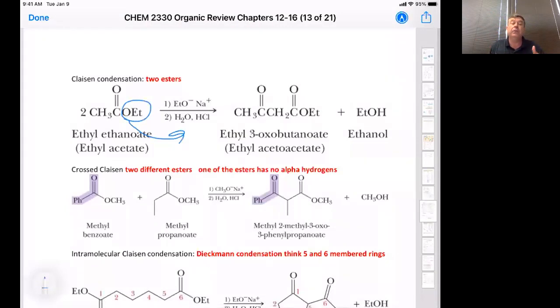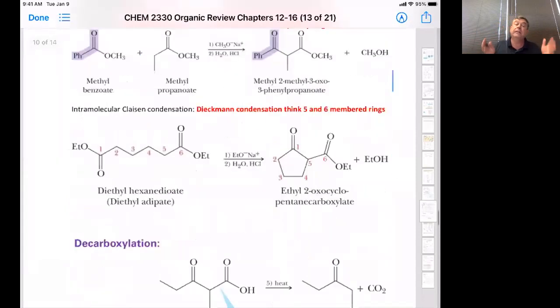We can also use a crossed Claisen where one thing has no alpha hydrogens, the other thing does have alpha hydrogens, and so you have only one way for them to react. And of course, we can close those rings again, just like with the aldol intramolecular condensation. We call it the Dieckmann condensation, but it's the same thing. But again, it only forms 5 and 6 membered rings.